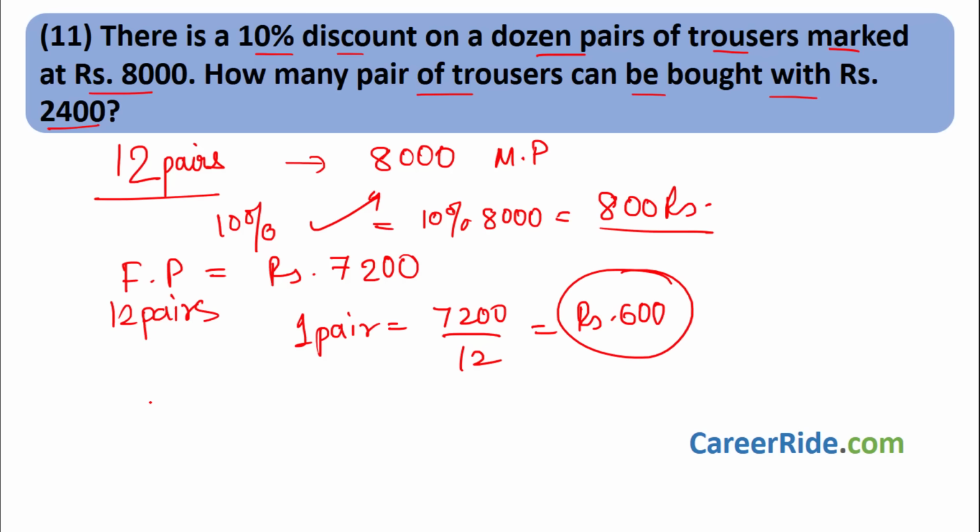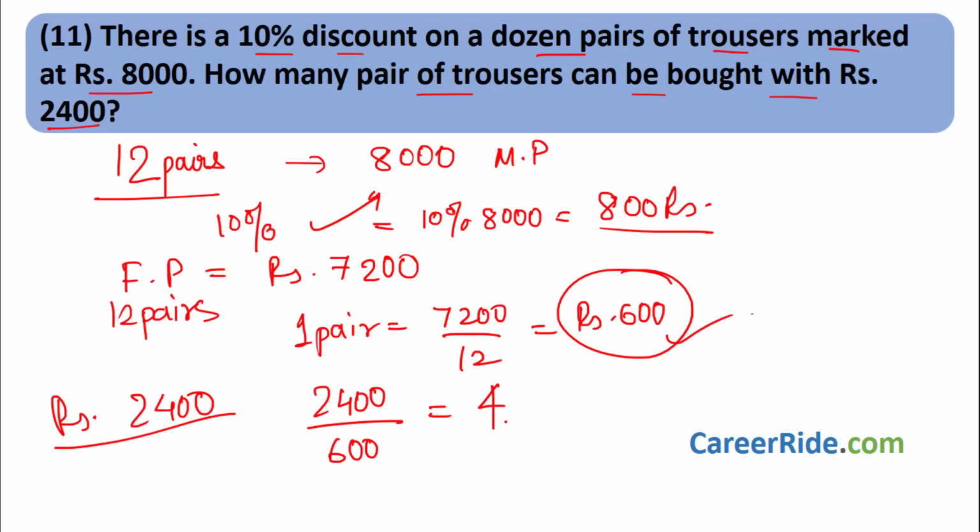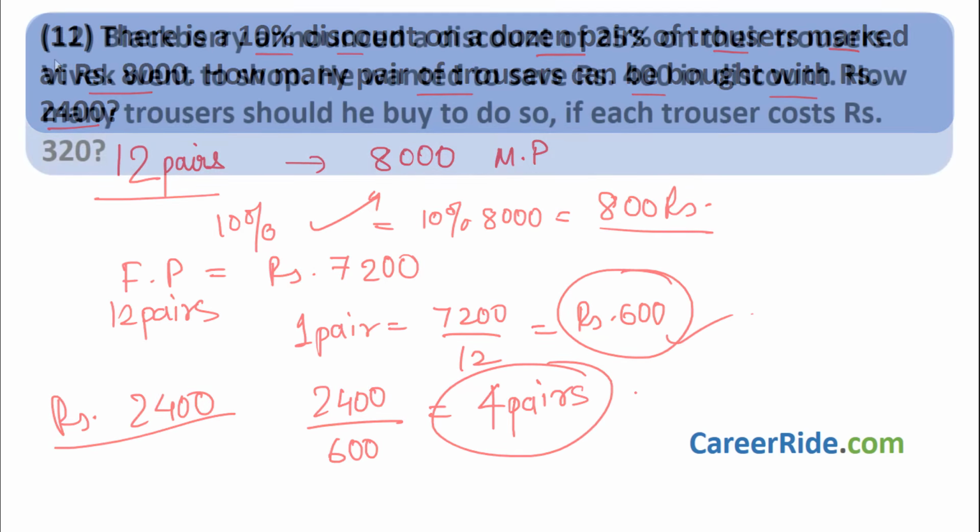Now we have 2,400 rupees with us. In 2,400 rupees, how many pairs of trousers can be bought? One can be bought in 600. So 2,400 divided by 600, that would be 4 pairs of trousers can be bought in rupees 2,400. 4 pairs of trousers. This is the answer.